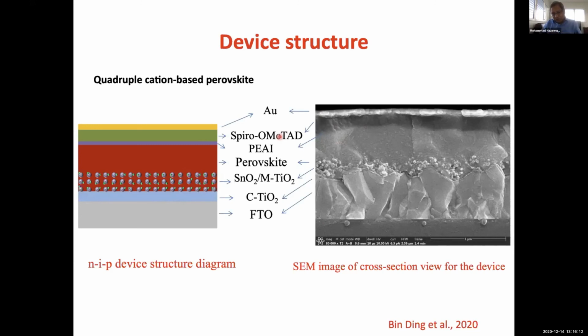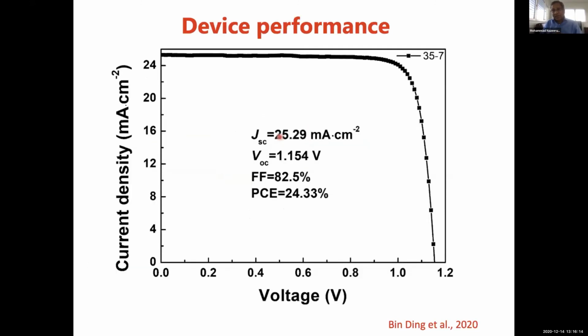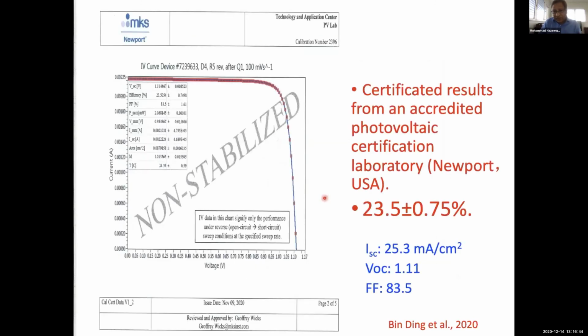It's all solution processing, and when you make this solar cell in the lab, it gives you close to 24.5% efficiency. If you look particularly at the current, it's 25 milliamps, and the VOC is extremely high, 1.15 volts. How does it compare with silicon solar cells, which are around 680 millivolts? That's the reason why, even with a lower short circuit current, the efficiencies are comparable to silicon solar cells. We measured this cell in the lab and sent it to Newport for certification, and there we got exactly similar efficiencies as we measured in the lab.